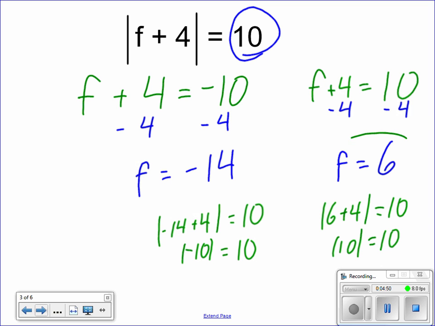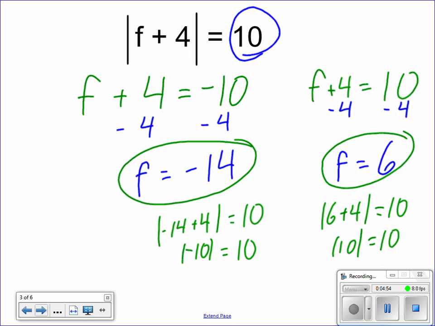I end up with 2 solutions. F equals 6, F equals 14. 2 answers to this problem. Okay? If you wanted to put them together, by the way, you can do that. Negative 14. Do not put brackets around it though. Do not put parentheses around it, because then it's an ordered pair. You can just put them side by side and you choose for your final answer.